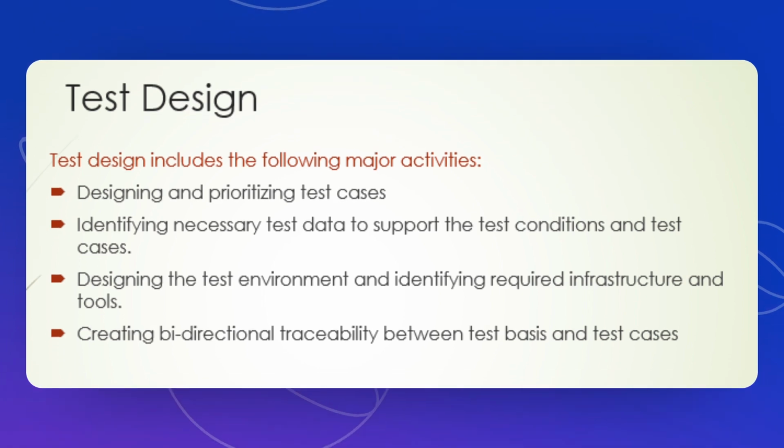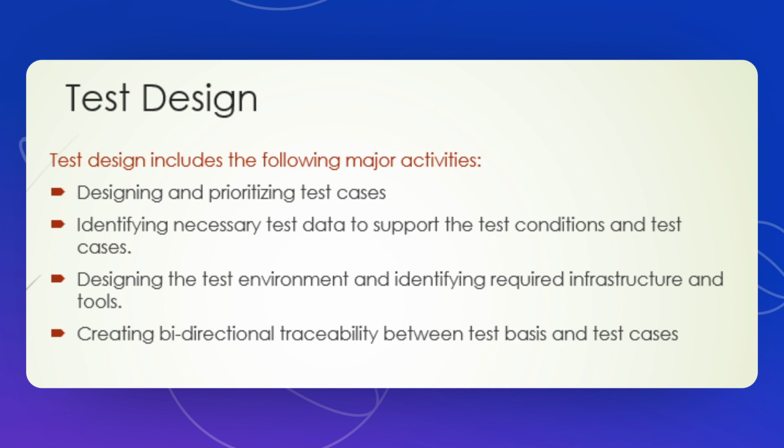In test design, we actually design our test cases and we prioritize our test cases. We identify necessary test data to support the test conditions and test cases. So in the automation case, we may be using the Faker library. We have test data in Excel sheets, CSV files, and so on. We design the test environment and identify required infrastructure and tools. Suppose we have three environments: dev, staging, and production.